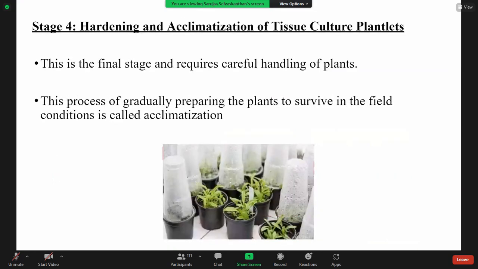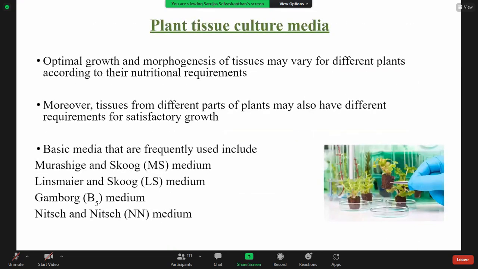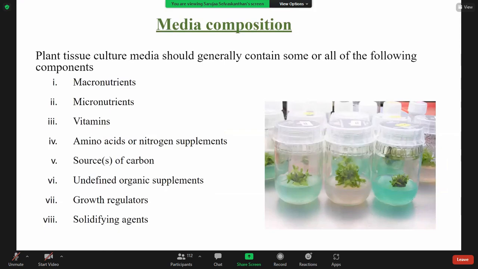And the plant tissue culture media, we have studied there are 4-5 basal media: Murashige and Skoog medium, Linsmaier and Skoog medium, Gamborg medium, Nitsch and Nitsch medium, and WPM, woody plant medium. There are many plant tissue culture media. The most commonly used one is MS. Murashige and Skoog formulated that media in 1962, and that is the one we are using with small modifications.